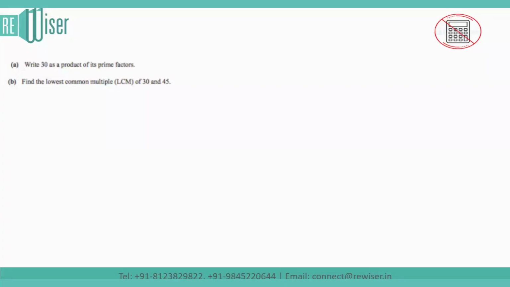The question has two different sections. In the first section, we have to write 30 as the product of its prime factors. So 30 can be written as twice of 15, and 3 fives are 15. Therefore, 30 is equal to 2 into 3 into 5. So this becomes the prime factorization of the number 30.